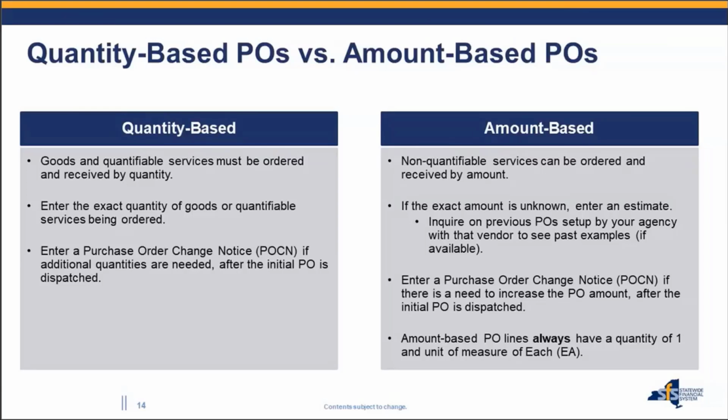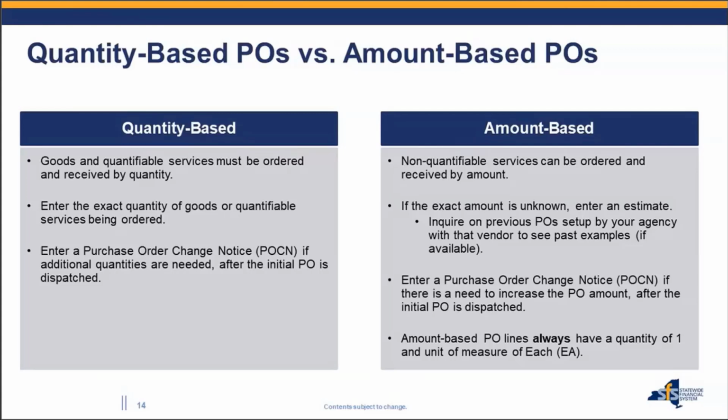There are certain other examples where you would use amount-based, but typically you want to do it only when you know that there will be fluctuating prices throughout a given time period. And really typically only for service orders, right? If you're ordering commodities, we really encourage you to utilize the quantity-based order. It helps out the downstream processes, the receiving and the payments.